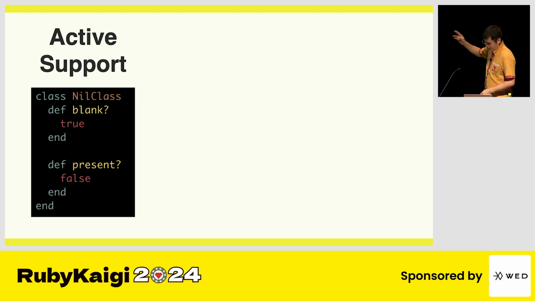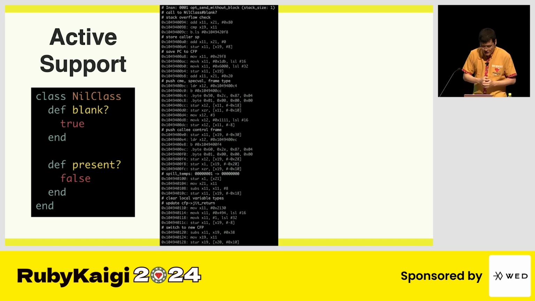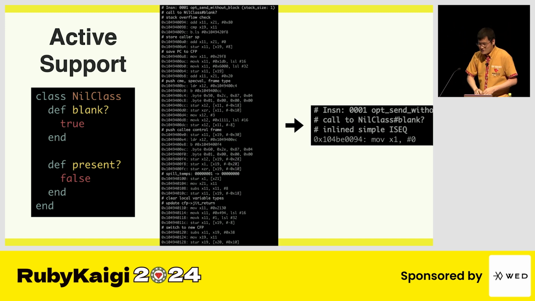This is the Active Support's blank and present implementation. It used to be this bunch of instructions in 3.3.2, but now it's just a single move instruction. So it's a lot faster.